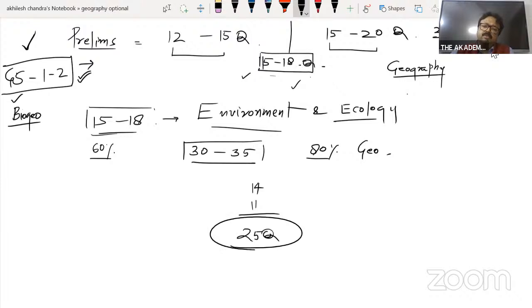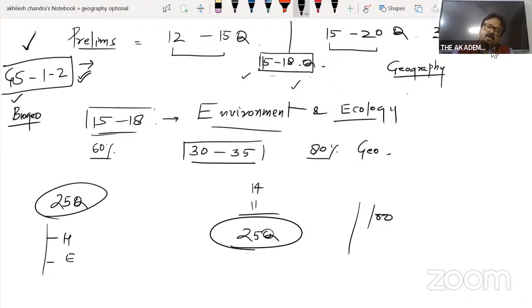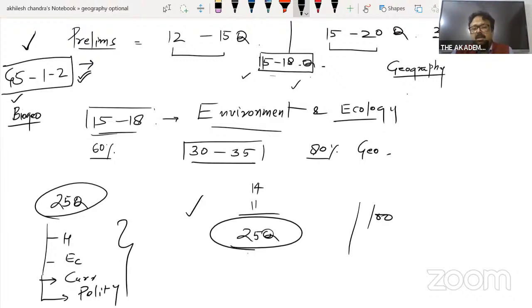If you are solving 25 questions out of 100, in order to qualify prelims, there are just 25 questions left. If you solve them from history, in economy, you solve them from the current affairs part, you solve them from polity. So I think there is no issue in qualifying prelims. Major chunk you have already done.